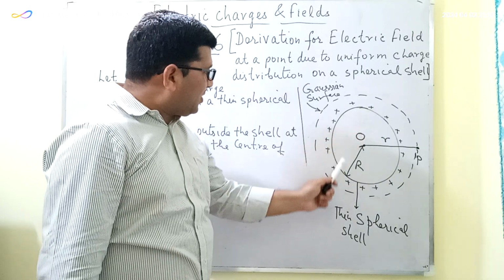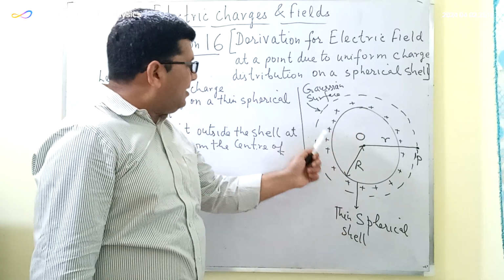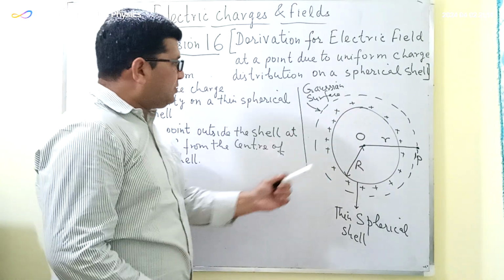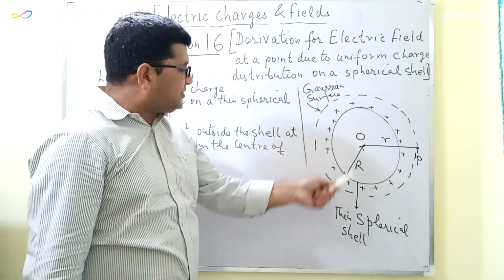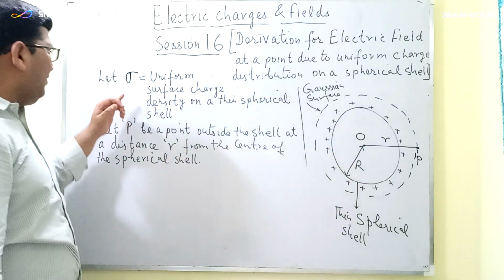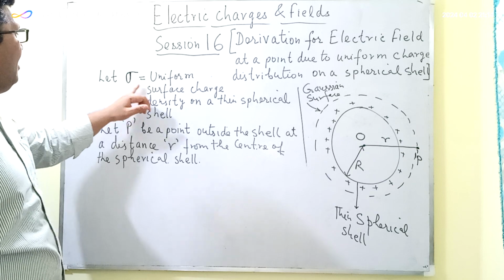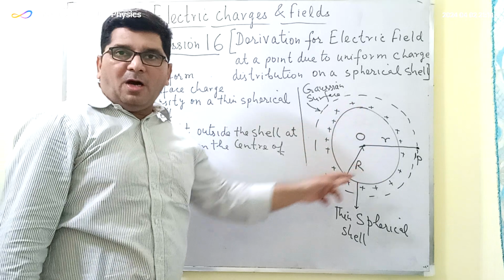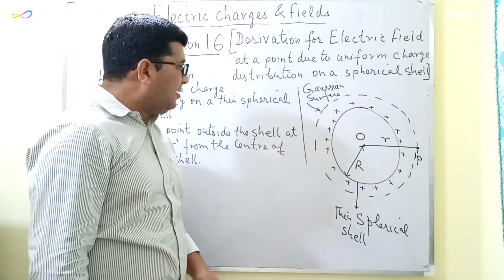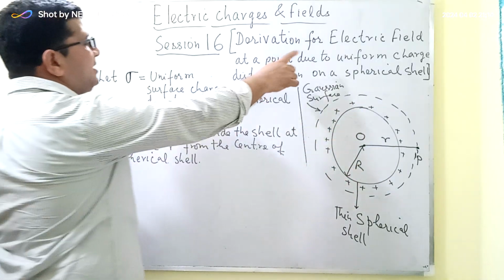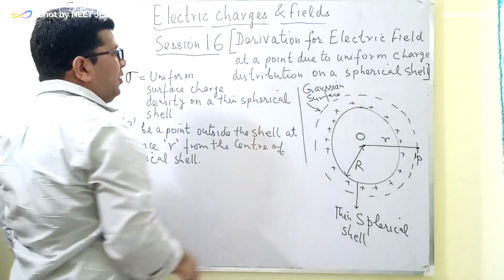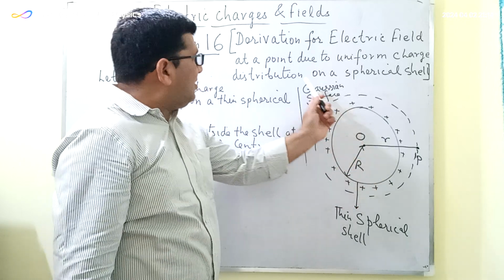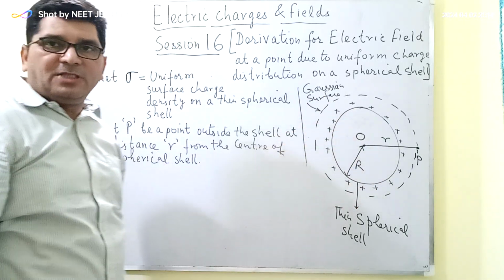So this is the thin spherical shell, and there is a uniform positive charge distribution on the outer surface of this thin spherical shell, and I have taken sigma as the uniform surface charge density on the outer surface of this thin spherical shell. Now I am supposed to find the value of electric field at a certain point outside this spherical shell due to this uniform charge distribution.